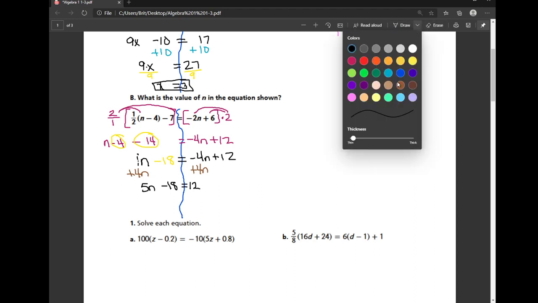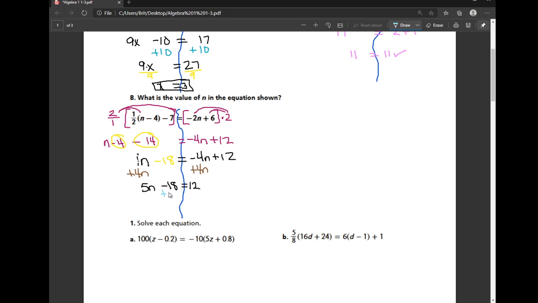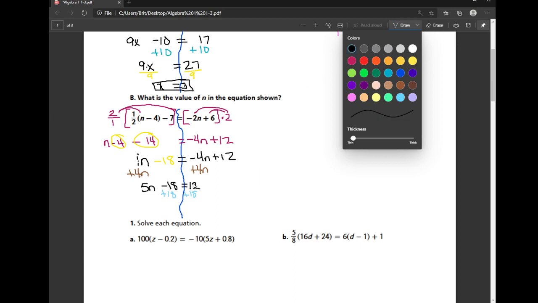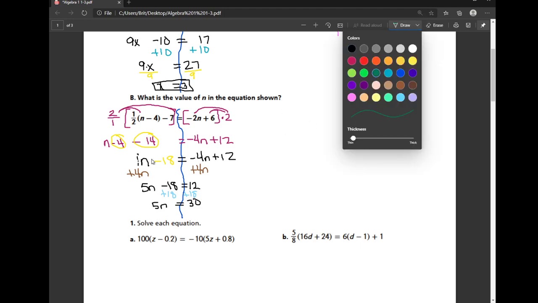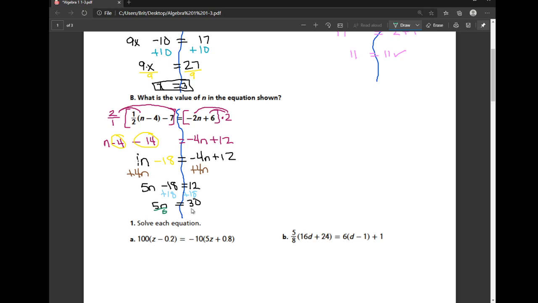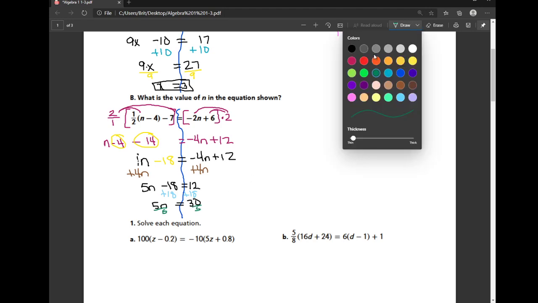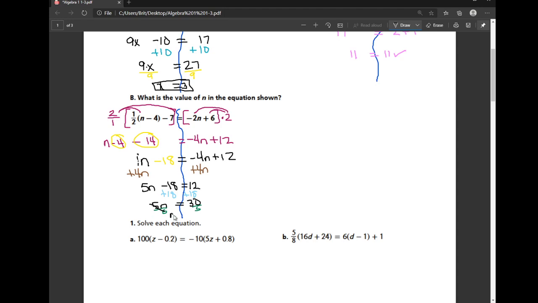Alright, and then I have a minus 18, so I'm going to go ahead and move that over by adding it. So I have 5n equals 30. And that 5n, that's a multiplication, right? So to unmultiply it, I'm going to divide, giving me n equals 6. And then we always want to check ourselves so we don't wreck ourselves. So here's where I'm going to go ahead and plug in the 6 where all the n's are.